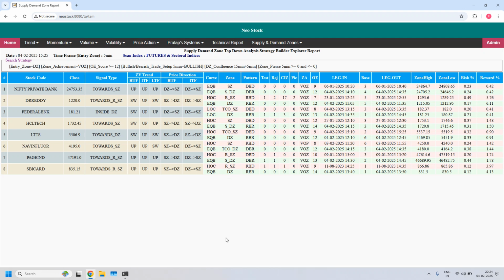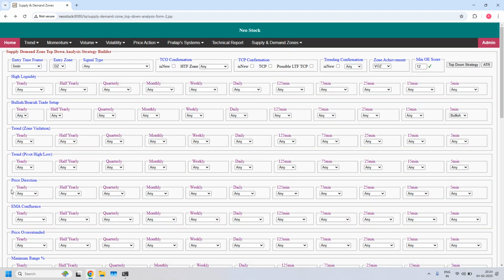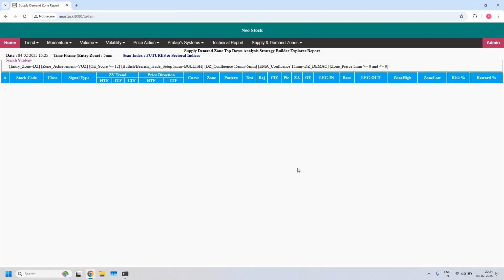Let's check if any of these 15 minute demand zones are having daily EMA confluence. It is not easy, but we will check. In the EMA confluence at the 15 minute time frame, because 5 minutes is part of the 15 minute zone, I set the 15 minute demand zone having daily EMA confluence filter. We don't have any stocks.